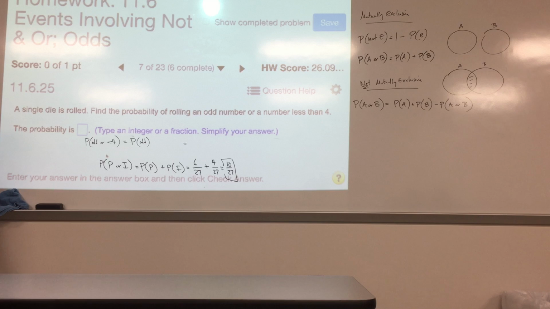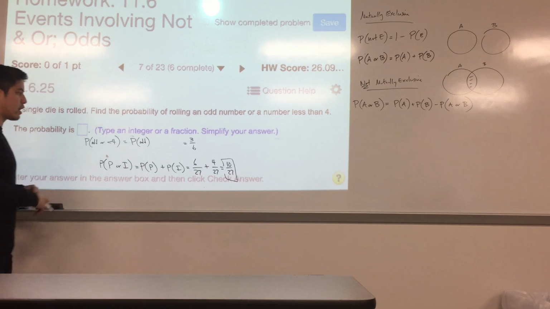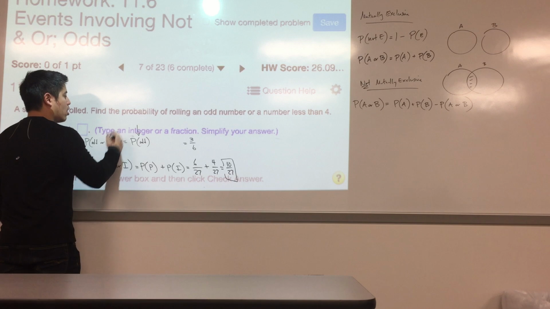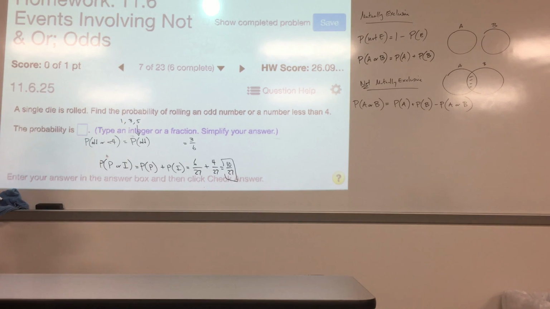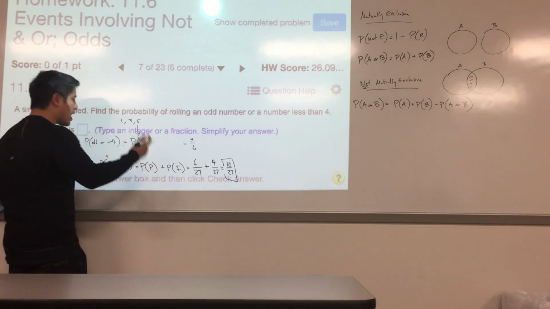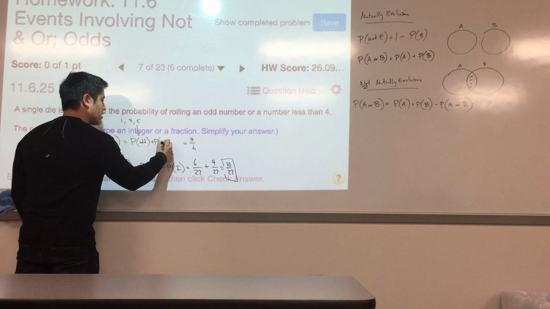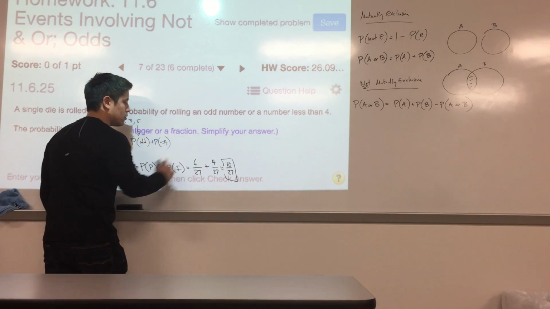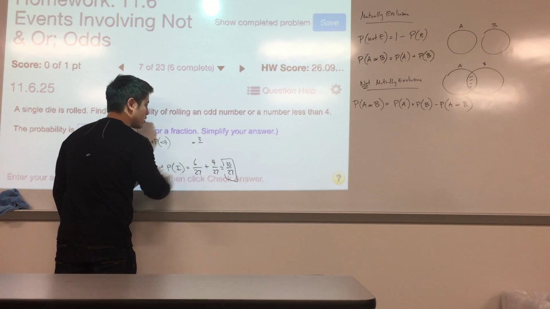How many odds are there? 3. Out of how many? 6. Okay? So, namely, the odds that we can get are 1, 3, and 5. Everybody agree? You with me so far? Okay. Then we need to go figure out and add to that the probability of getting something less than 4. Right? I'm going to move this over a little bit. Oops. 3 out of 6.